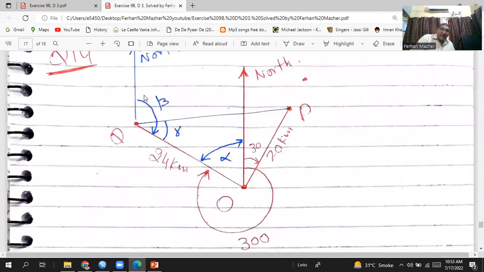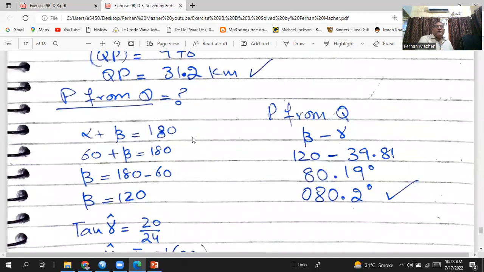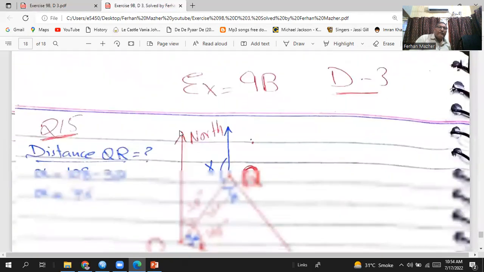Once you know the gamma and the bearing of the P from the Q, let me show you from here also. It will be beta. From beta, subtract the gamma, then the rest of it will be this angle. That is the bearing of the P from the Q. So the bearing of P from Q will be beta minus gamma. That will be 120 minus 39.81, which is 80.19. This is approximately 80.2 degrees. That will be the bearing of the P from the Q.